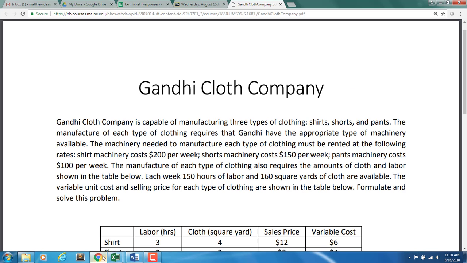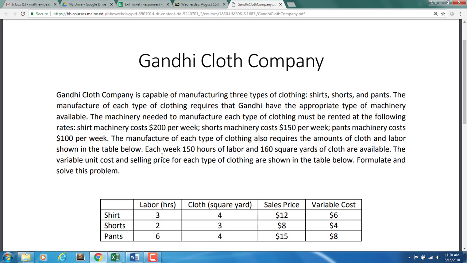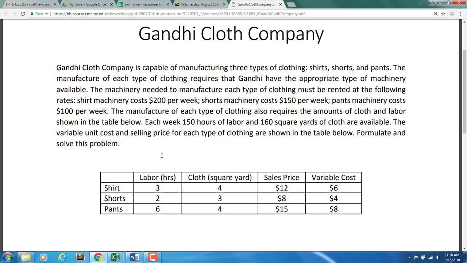Okay, I had another question also about setup cost, I think, and I think it was about the Gandhi cloth example. So here you have to rent machinery. You can think of it as a setup cost: 200 bucks for the shirt, 150 for the shorts, and 100 per week for the pants. We have 150 hours of labor, 160 square yards of cloth, and here's all this stuff, right?